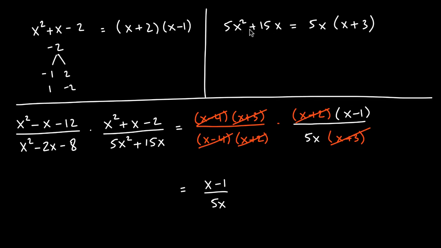And then finally for the last denominator, we see that we have a GCF of 5x. So we factor the 5x out and we're left behind with x plus 3. So this is just the question again, and I rewrote all the factors. We notice that all the way across the top we have products, all the way across the bottom we have products as well. So x minus 4 cancels with x minus 4, x plus 3 cancels with the x plus 3, x plus 2 cancels with the x plus 2, and then the only two terms that remain are x minus 1 over 5x. So that's what we write down as our answer.